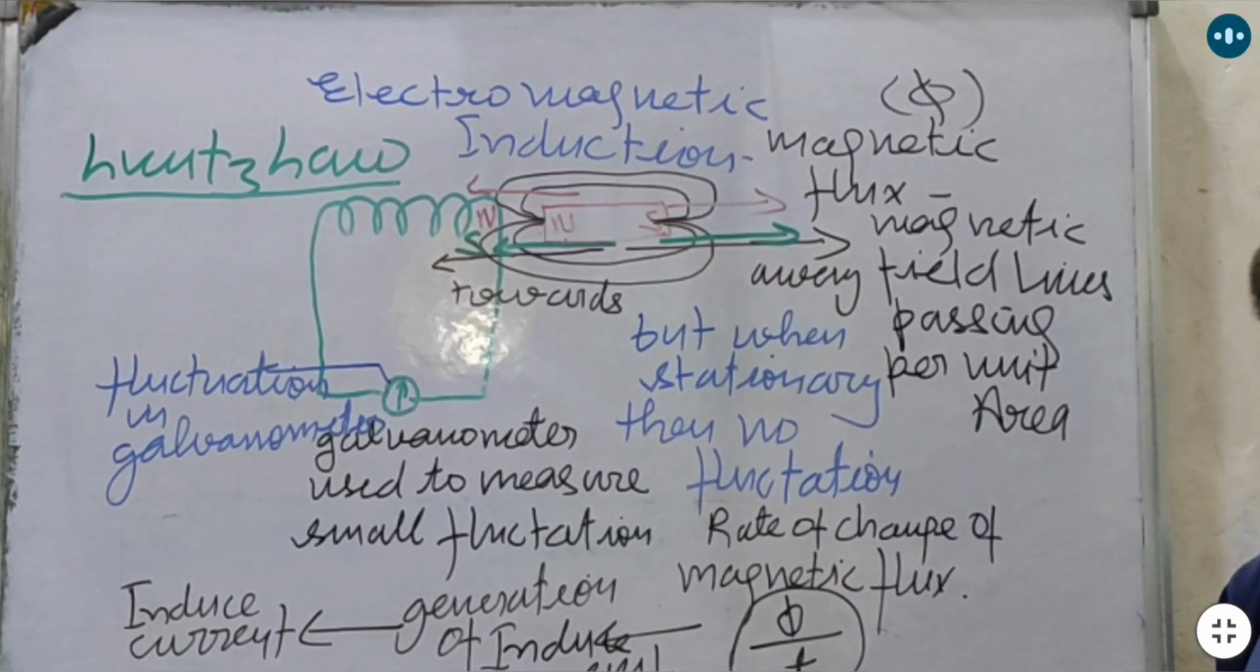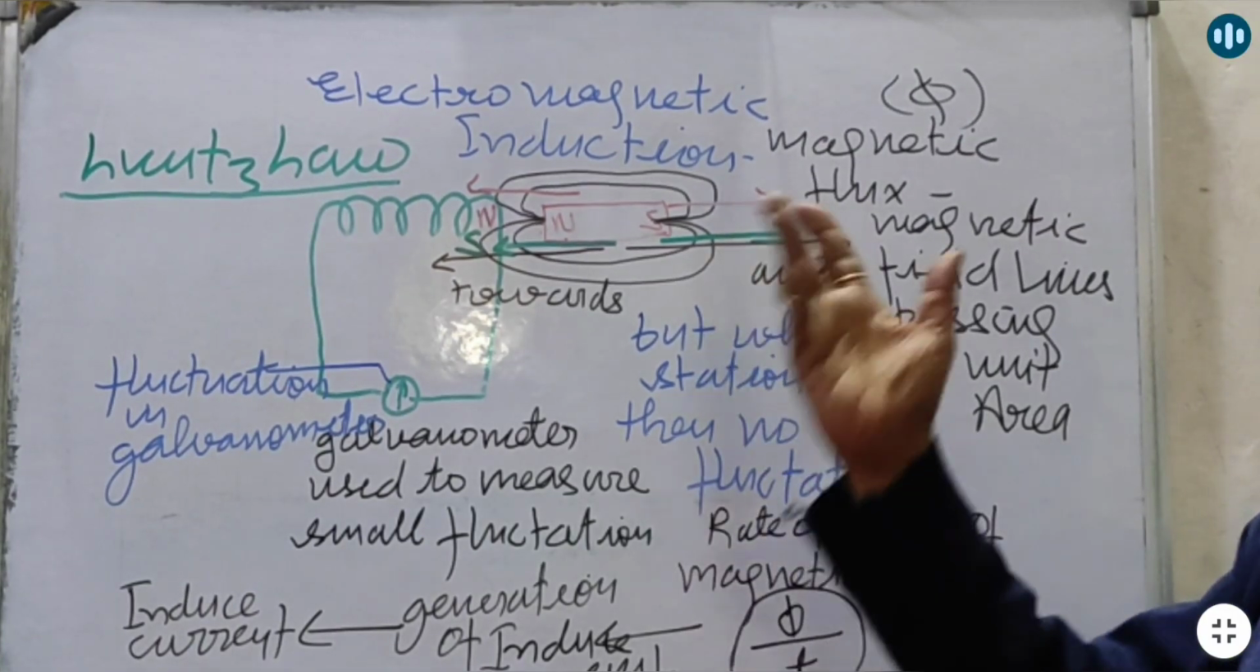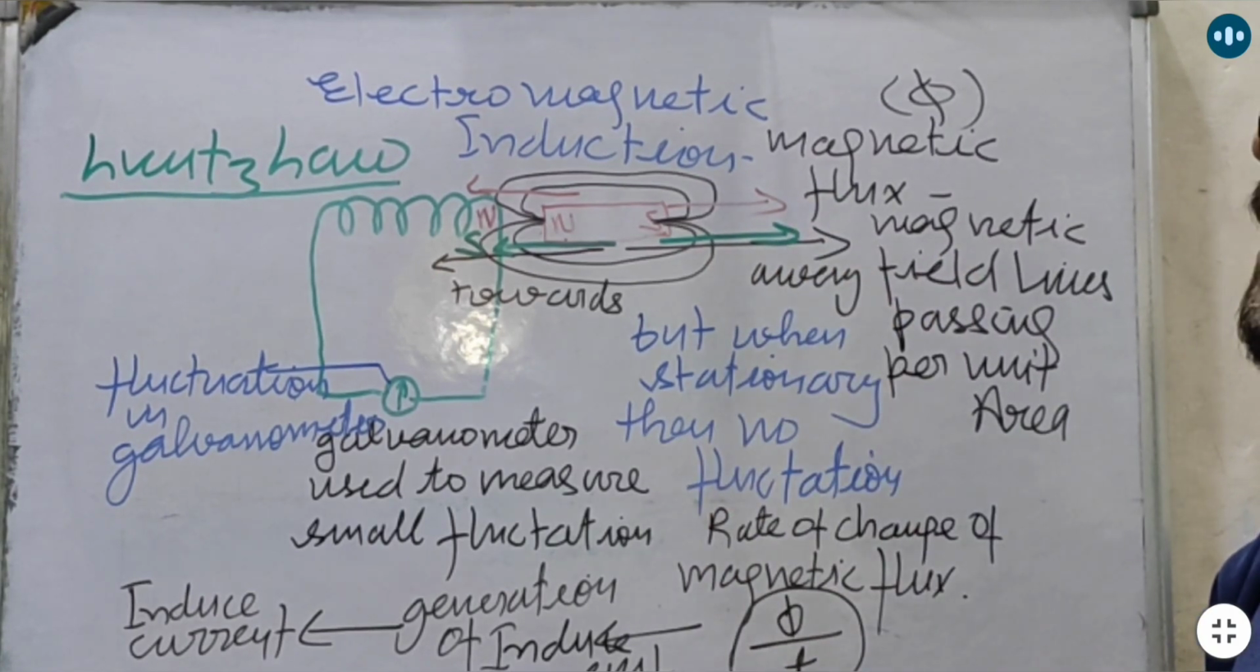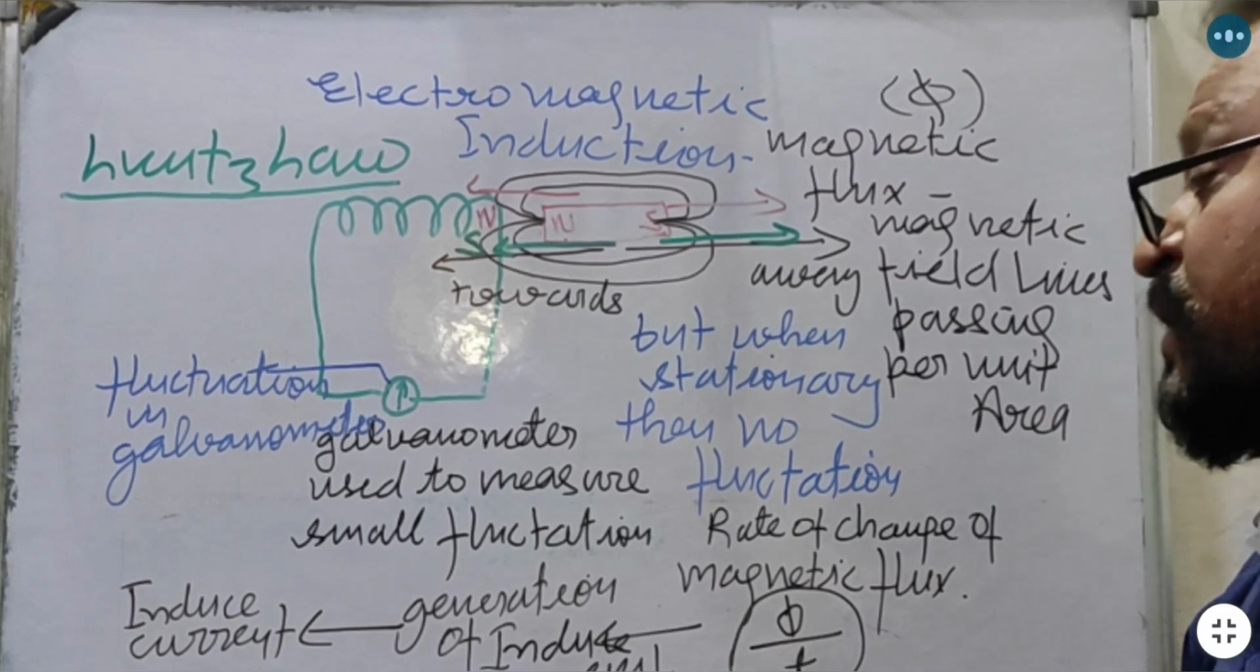So that is what Lenz law says, that the coil opposes, yeah, the magnet opposes the cause of the generation of EMF.